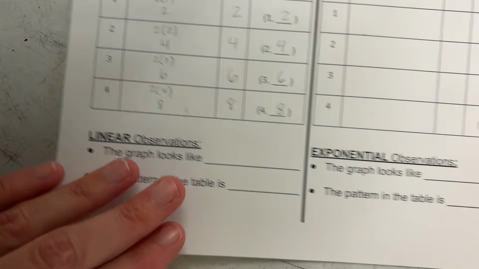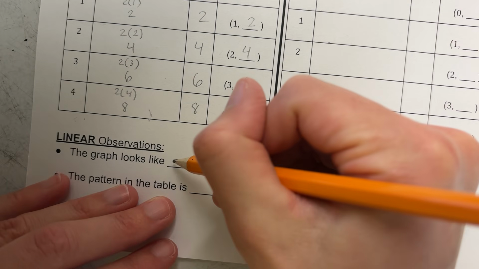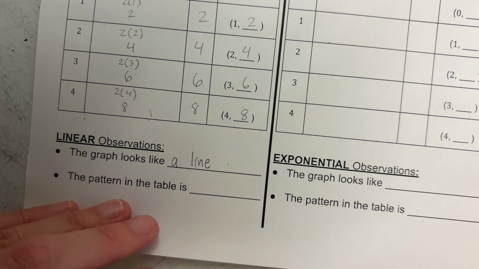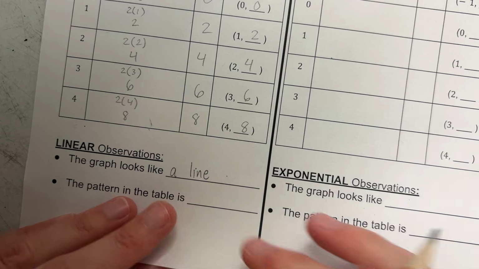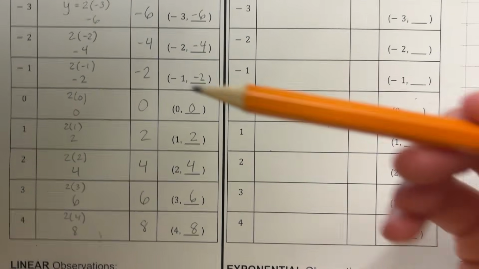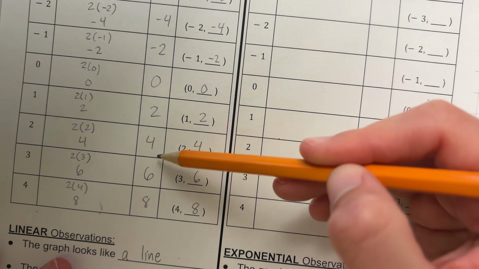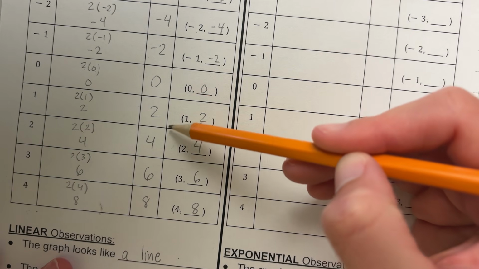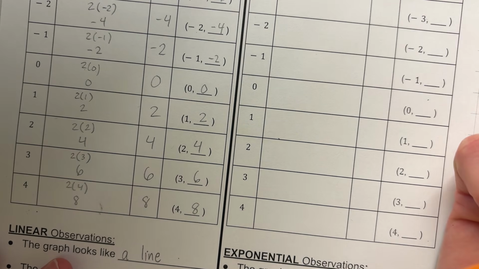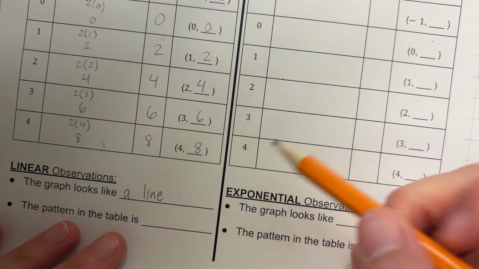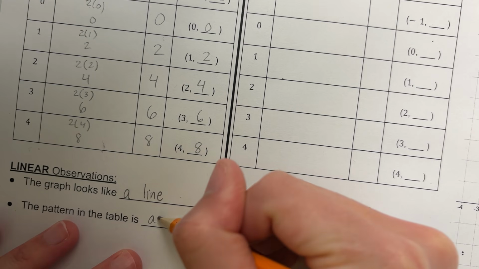Okay, so some observations. The graph looks like a line, a straight line. That is why it's called linear. And then look, the pattern in the table. Look, here's what I want you to look at. This pattern right here. Okay, and let's look at the positive numbers because it's easier to think about patterns in positive numbers. Look, what's this pattern? 0, 2, 4, 6, 8. What am I doing here? I'm adding 2, right? I'm just doing +2, +2, +2. Okay, so the pattern in the table is adding.